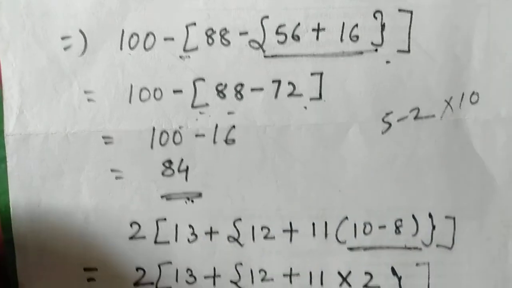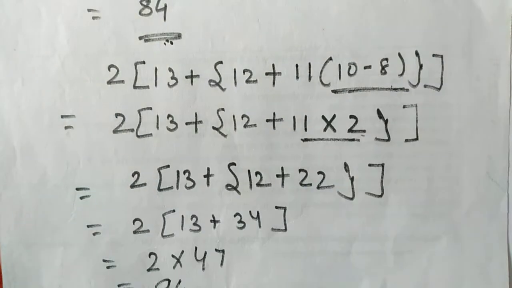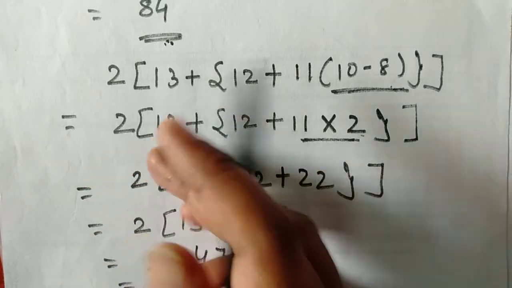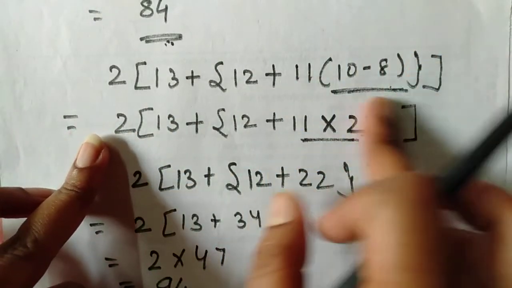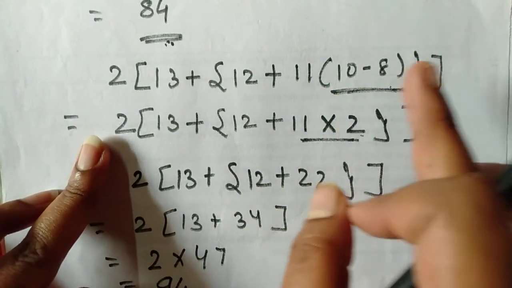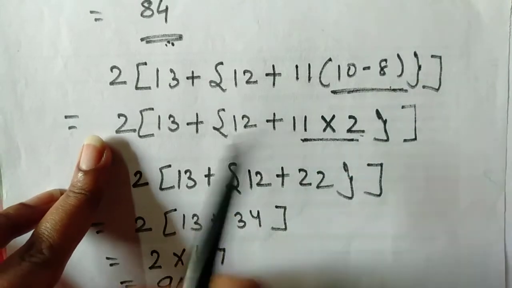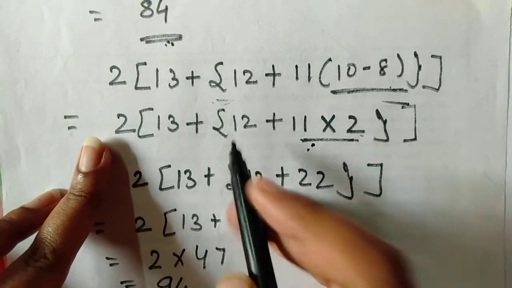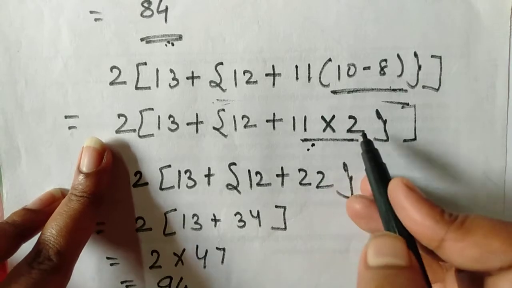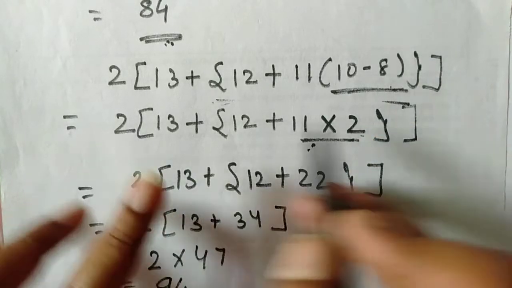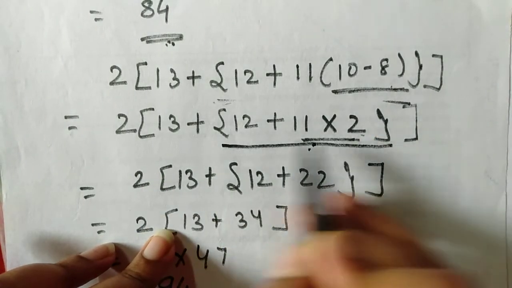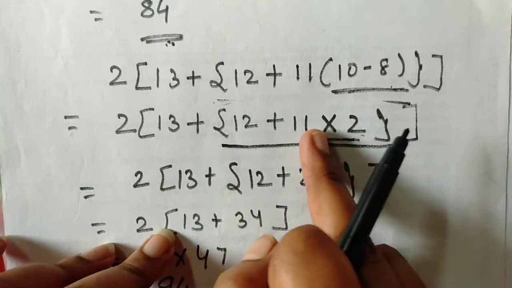Okay, now we'll take again one example. See here children, one example is there 2. Now सबसे पहले हमको क्या सॉल्व करना है, राउंड ब्रैकेट सॉल्व करना है. 8 minus 10 minus 8. Okay, that is 2. Okay, so now in curly bracket what we got, 12 plus 11 into 2 and curly bracket.